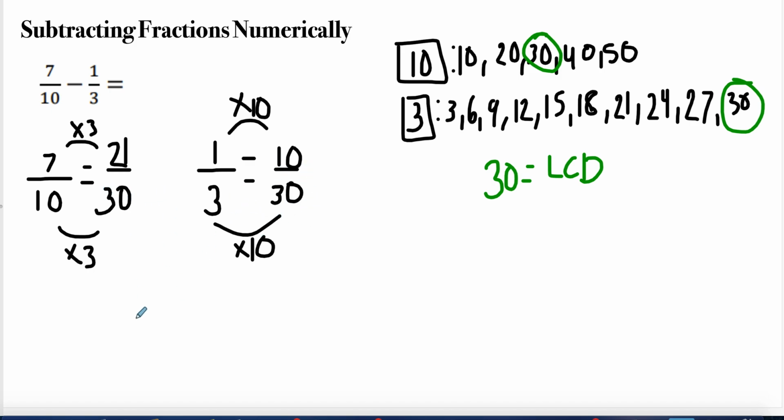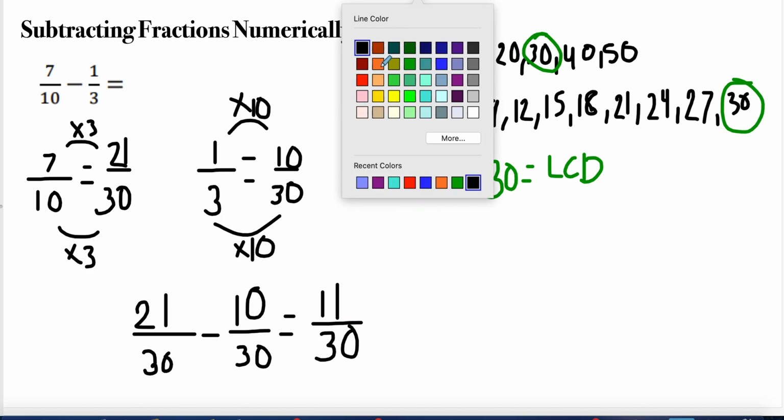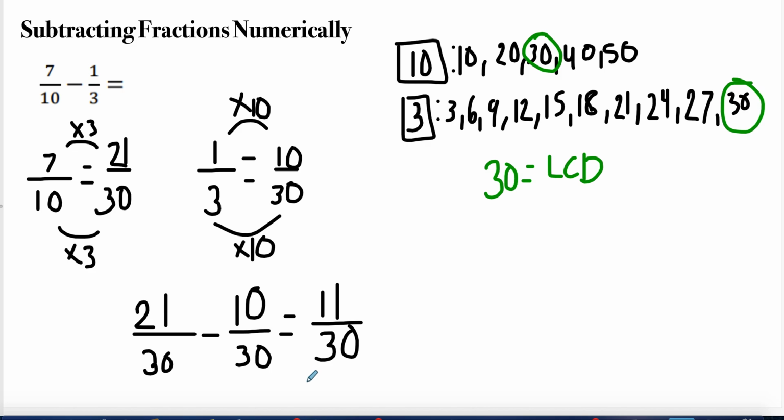So now I can very easily subtract, and I'm doing 21/30 minus 10/30, and I get 11/30. And I cannot simplify that because they do not have a common factor. So 7/10 minus 1/3 is 11/30.